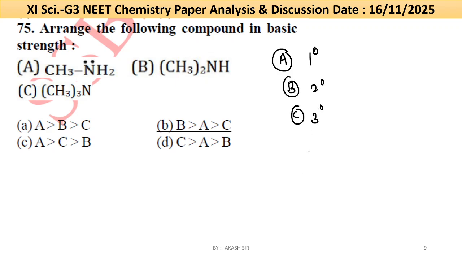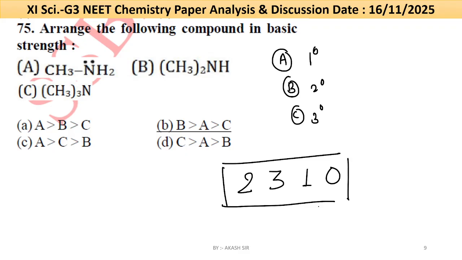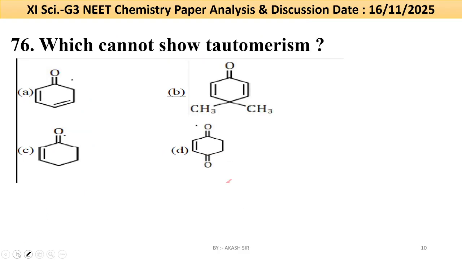You know very well the trick to recall the basicity of amines. Here you must remember the number 2310. The basicity will be: secondary amine is more basic than 3 degree amine, which is more basic than 1 degree amine and 0 degree amine. So the correct answer of this question will be option number B. Very simple question. Now next, toward the next question: which cannot show tautomerism.